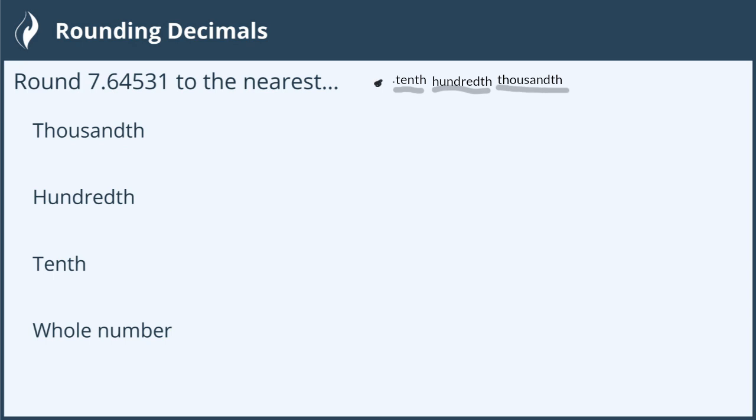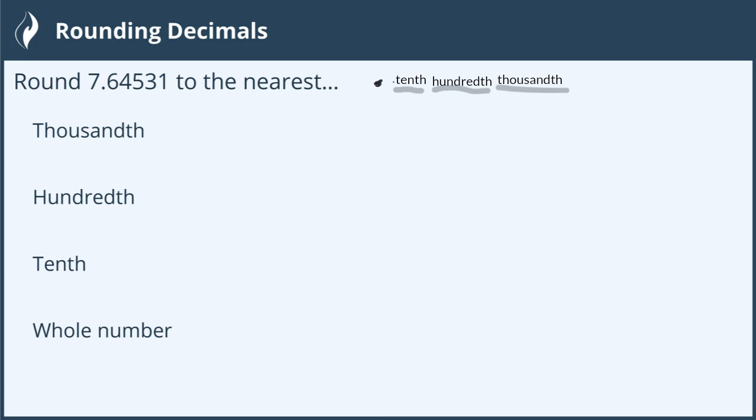Now, in order to be able to round, one of the things you're going to have to know is what place. So we've got 7.64531. The 7 is our whole number. 6 is in our tenths place. 4 is in our hundredths place. 5 is in our thousandths place. 3 is in the ten-thousandths place. And 1 is in the hundred-thousandths place. But we only have to go to the thousandths place.